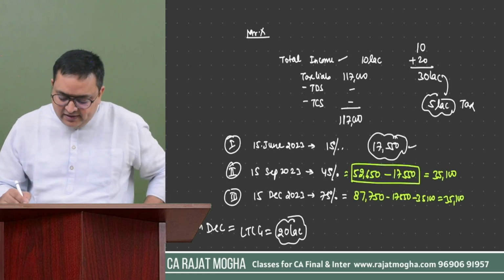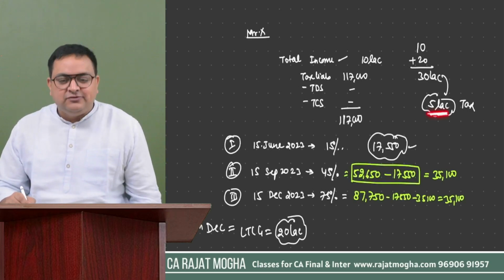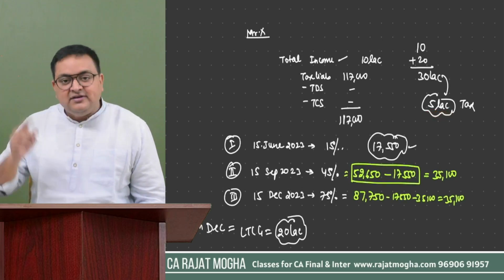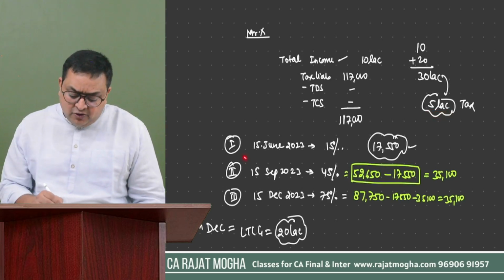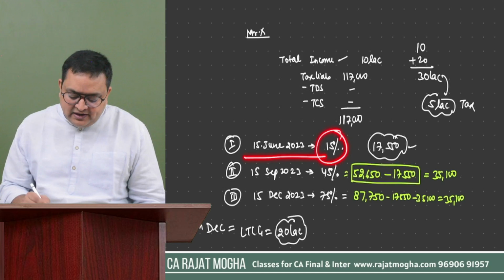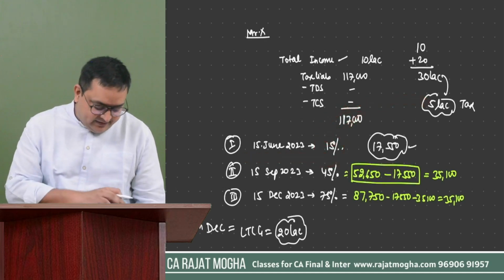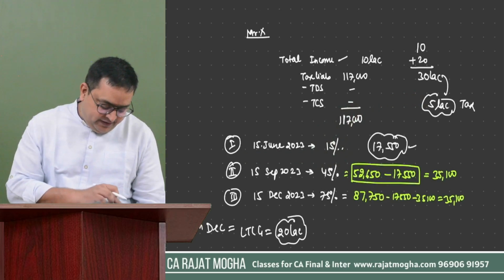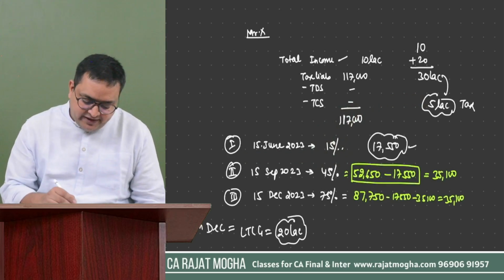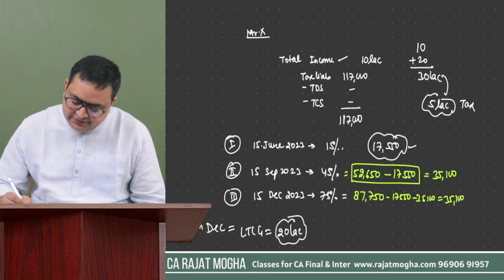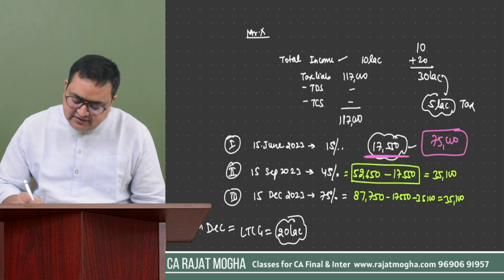So here, if his tax liability comes to 5 lakh rupees, in that case the assessing officer will say, sir, on the first installment, you should deposit at least 15% of this 5 lakh. That is, 5 lakh into 15%, it should be 75,000. You should have deposited at least 75,000, and you have deposited just 17,550.